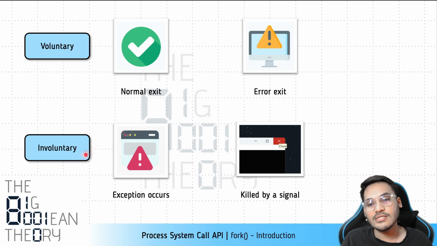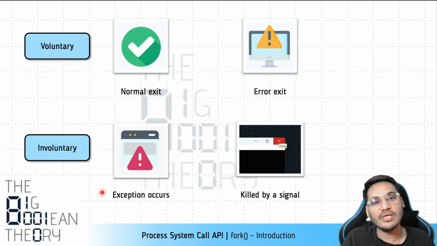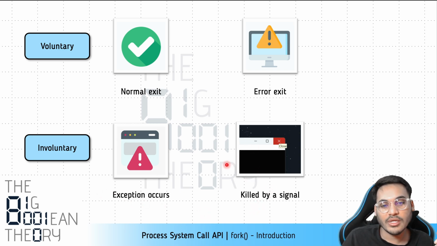There could be also cases when the process is exiting involuntarily. It is like forcefully, it is basically due to some external reason. Examples include exceptions. If the process does something illegal, then the operating system will forcefully terminate the process, right? Here, the process does not have any control. It is being forcefully terminated by some other process, right? Another is being killed by a signal, right? A process can also get killed by another process due to a signal. So these are examples where the process is terminating, but it is not voluntary, right?